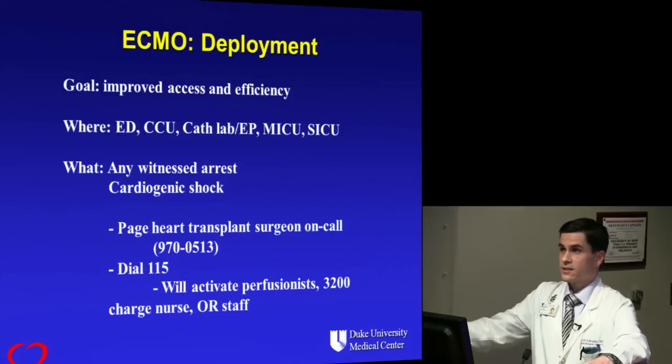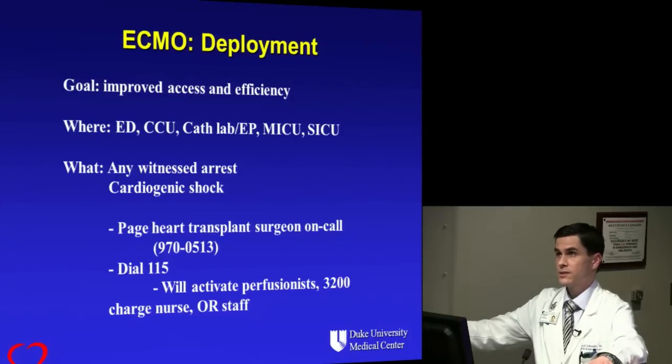But we want to improve access and efficiency. It can happen essentially anywhere in the hospital: the emergency room, the CCU, the cath lab, EP, the MICU, or the SICU. And we're starting with relatively simple things, any witnessed arrest or cardiogenic shock.